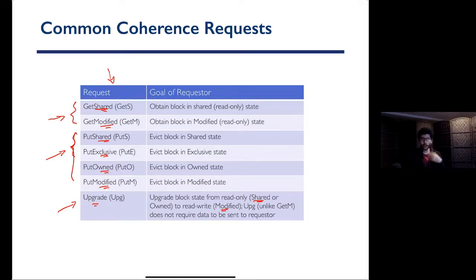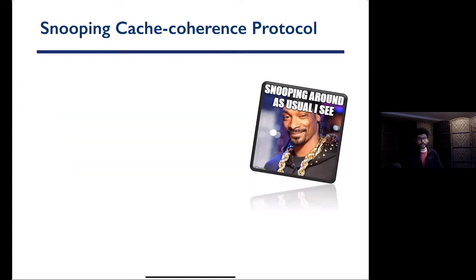And again, not all cache coherence protocols have all of these. Depending on what states are supported in that cache coherency protocol, some or all or more of these requests are supported. So again, these are examples. Now, let's look at two categories of cache coherency protocols. There is one category that is called snooping cache coherence protocols.